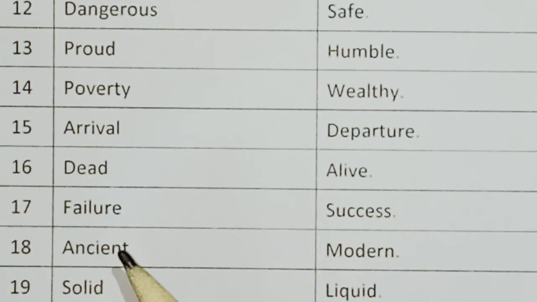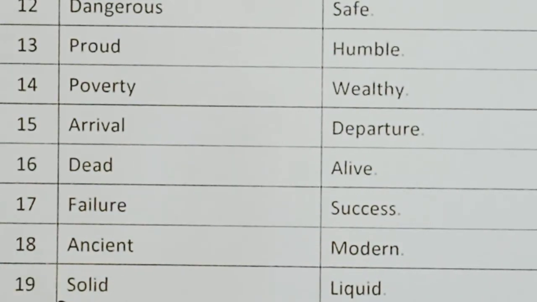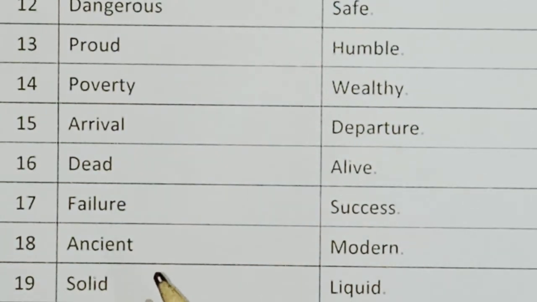Then the next word is ancient. Ancient means kadim ya purana. And the opposite of this word is modern. Modern means naya ya jadid. Then the next word is solid. Solid means thos. And the opposite of this word is liquid, means maya. The example of solid would be, jaise ki, we are having ice. So ice is in the form of solid, and when it melts, it becomes liquid.